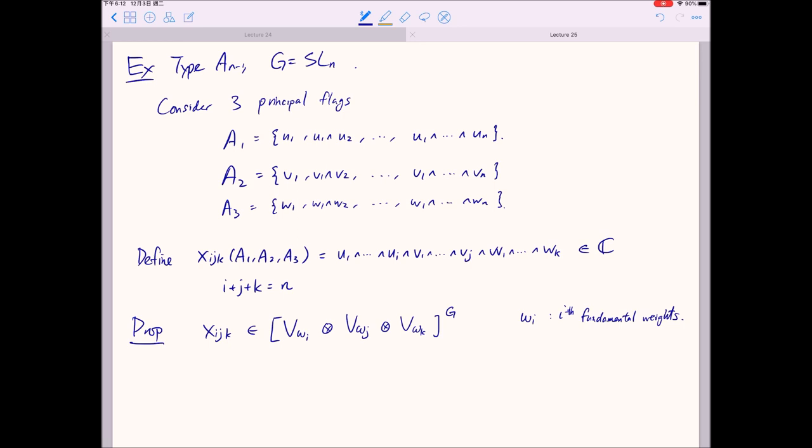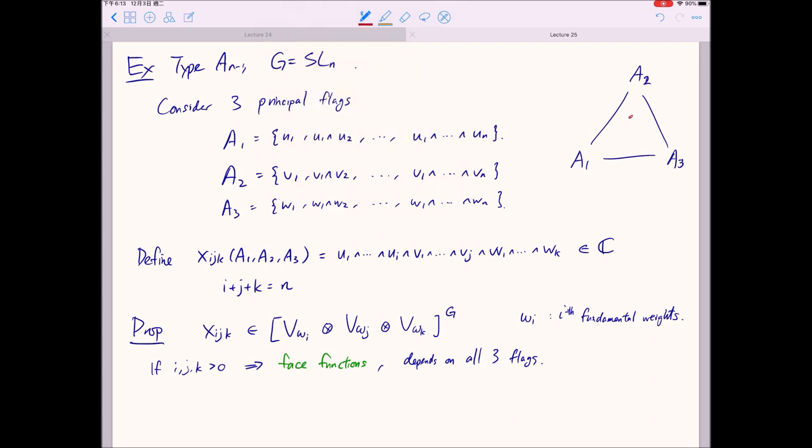So there are a few cases. If i, j, k are all bigger than 0, then we call this the face function, because x_ijk depends on all three flags. Usually, as mentioned before, I will draw the flags like this. This face function will depend on all three flags, and usually they will be labeled by a vertex in the interior of your triangle. So that's why it's called a face function.